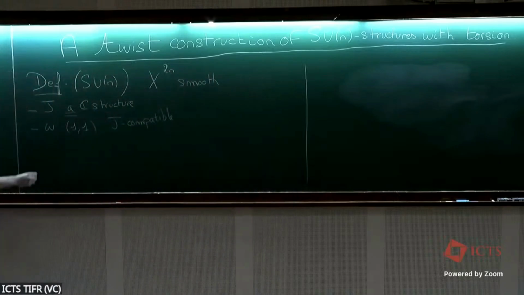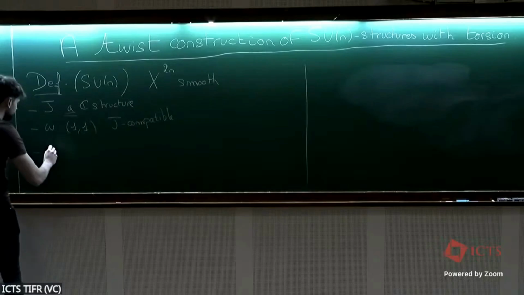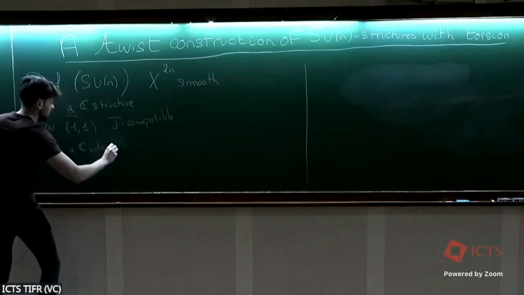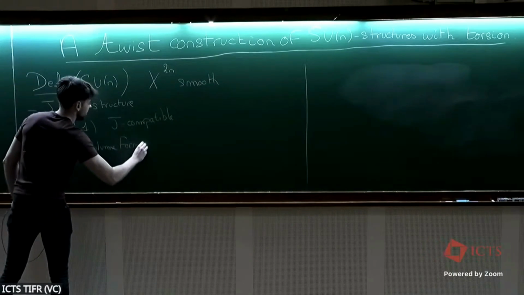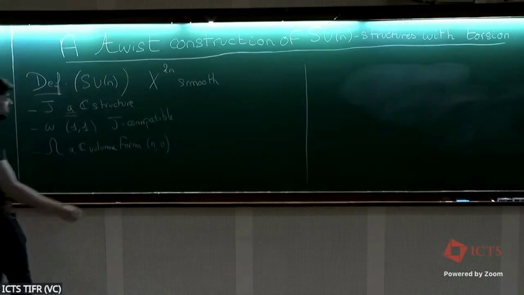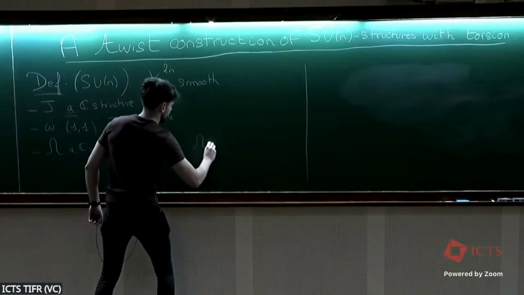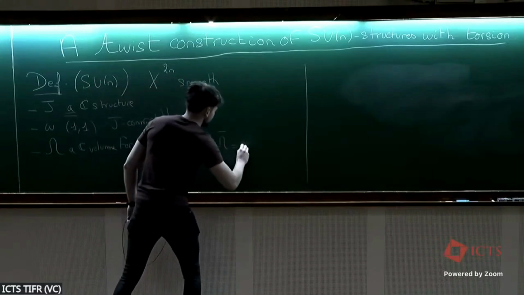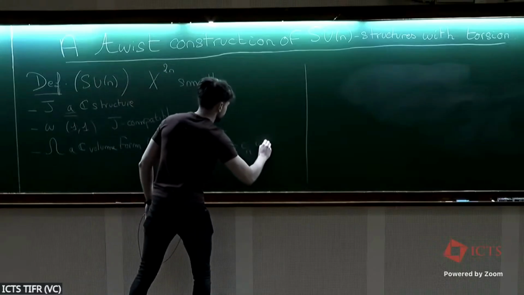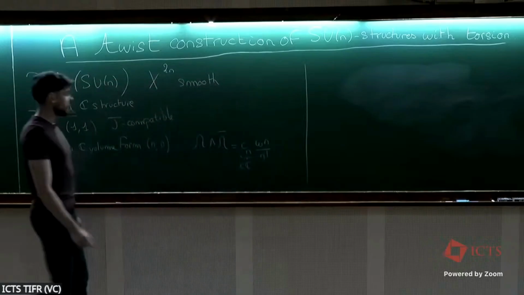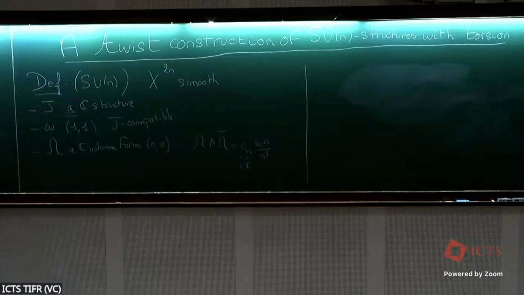And finally, I have what I call a complex volume form, and I denote big omega, which is an (N,0) form and satisfies a normalization condition, which is the following. I take its wedge with its conjugate, and it's just a constant times the Riemannian volume form. Okay, so this is the definition of an SU(N) structure in general.